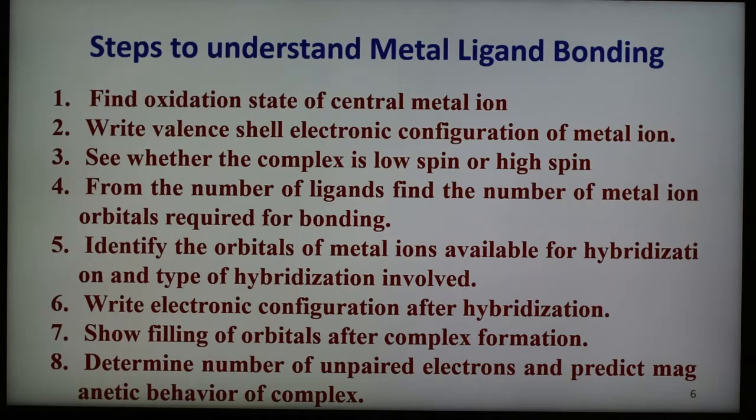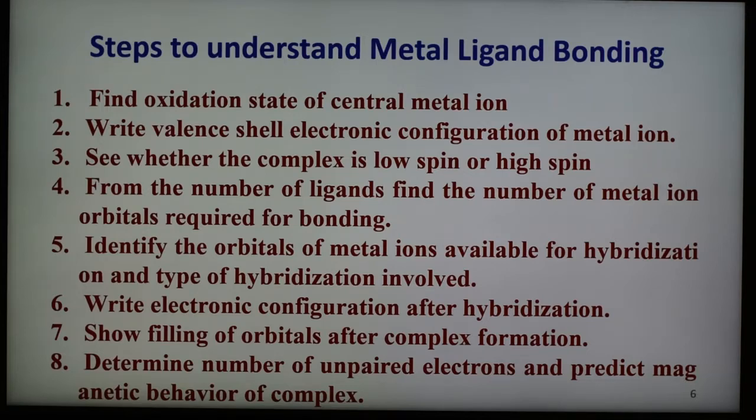Second, write the valence shell electronic configuration of the metal ion. After that, see whether the complex is low spin or high spin. As we know, in case of low spin, the number of unpaired electrons is less. In case of high spin, the number of unpaired electrons is more. So whether it is low spin or high spin, we also have to find out.